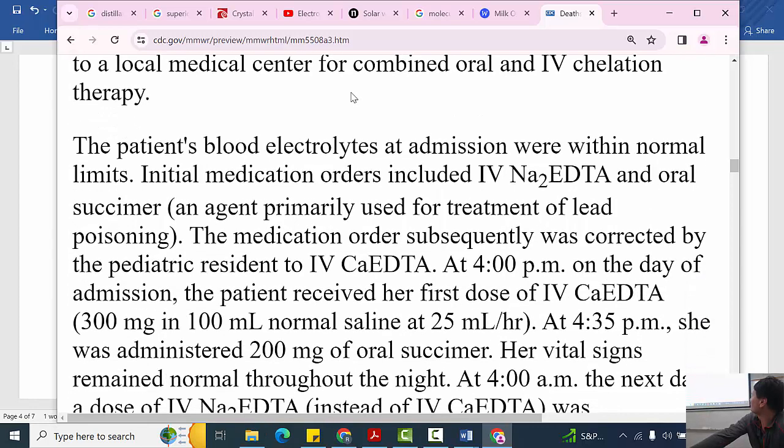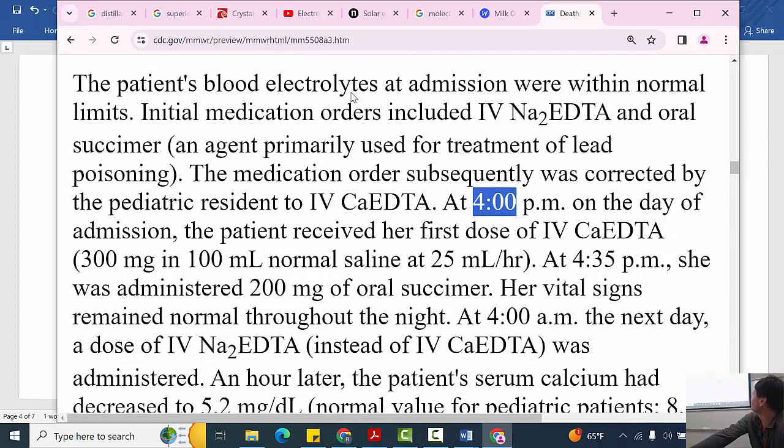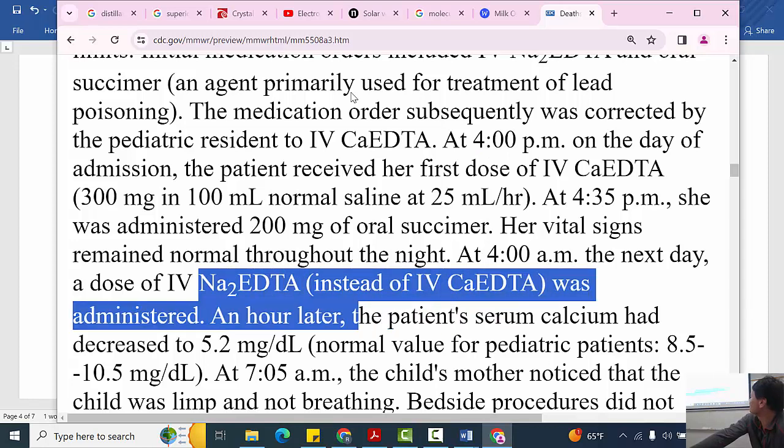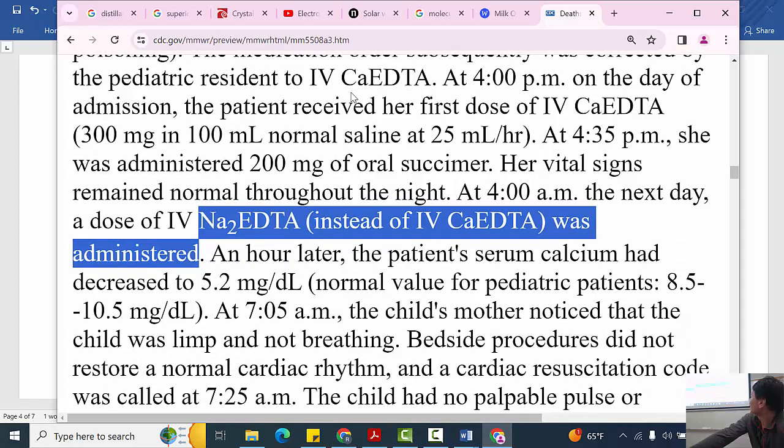The medication order was to give calcium EDTA intravenously. At 4 p.m. on the day of admission, the patient received her first dose of intravenous calcium EDTA. At 4:35, she was administered 200 milligrams of oral succimer. Her vital signs remained normal throughout the night. At 4 a.m. the next day, a dose of sodium EDTA instead of calcium EDTA was administered. An hour later, the patient's serum calcium had decreased to 5.2, normal value 8.5 to 10.5.